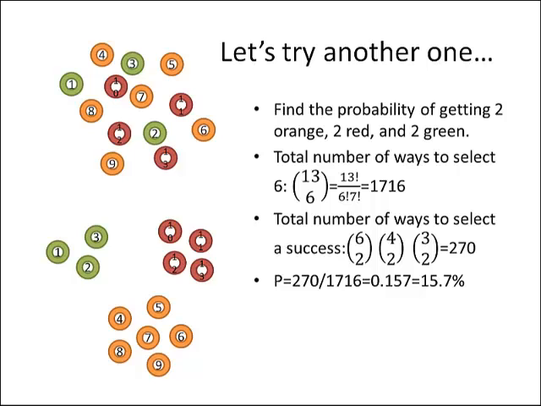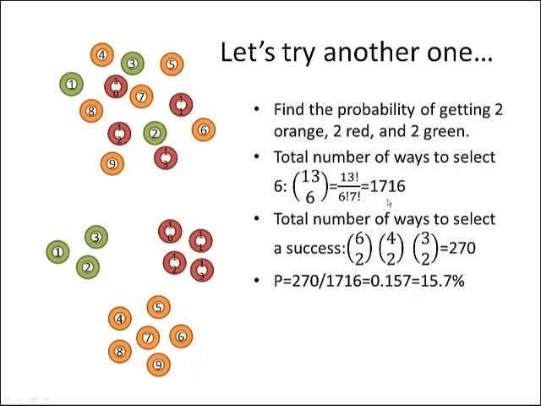So here I still have 13 lifesavers and we still have the same number of green, red, and orange. But this time I want to find the probability of getting 2 orange, 2 red, and 2 green. So the total number of ways to select the 6 is going to be a different number than we had last time. So we have 13 on the top and 6 on the bottom, and we have our 13 factorial here, a 6 factorial, and then the difference between the two. And if you do all the math, you get 1716.